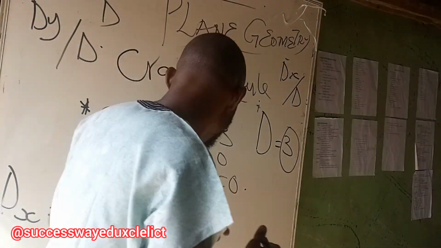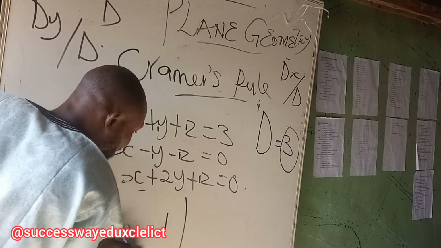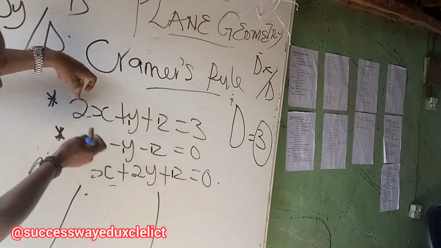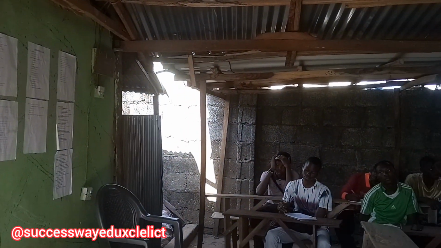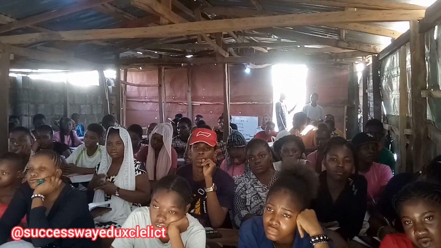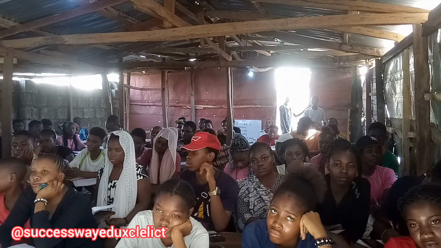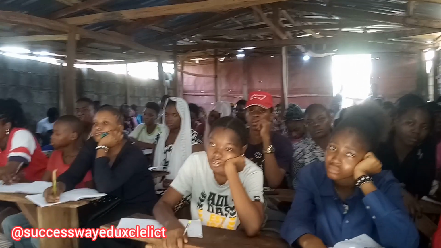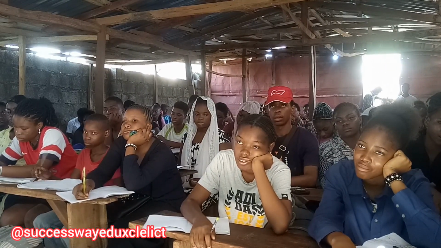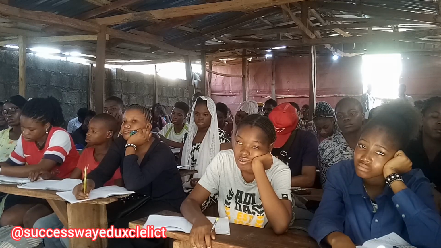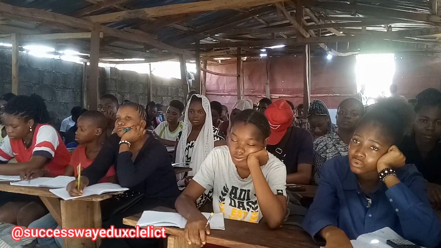If I'm looking for y, this is what I will do. I am looking for y. Since I am not looking for x, all the coefficients of x remain. That is 2, 1, and 1. Since it is y I am looking for, I have to replace the coefficients with my equality values. 3, 0, 0. Then my z maintains its coefficients, which are 1, minus 1, and 1. You look for a determinant. That serves as your determinant of y.